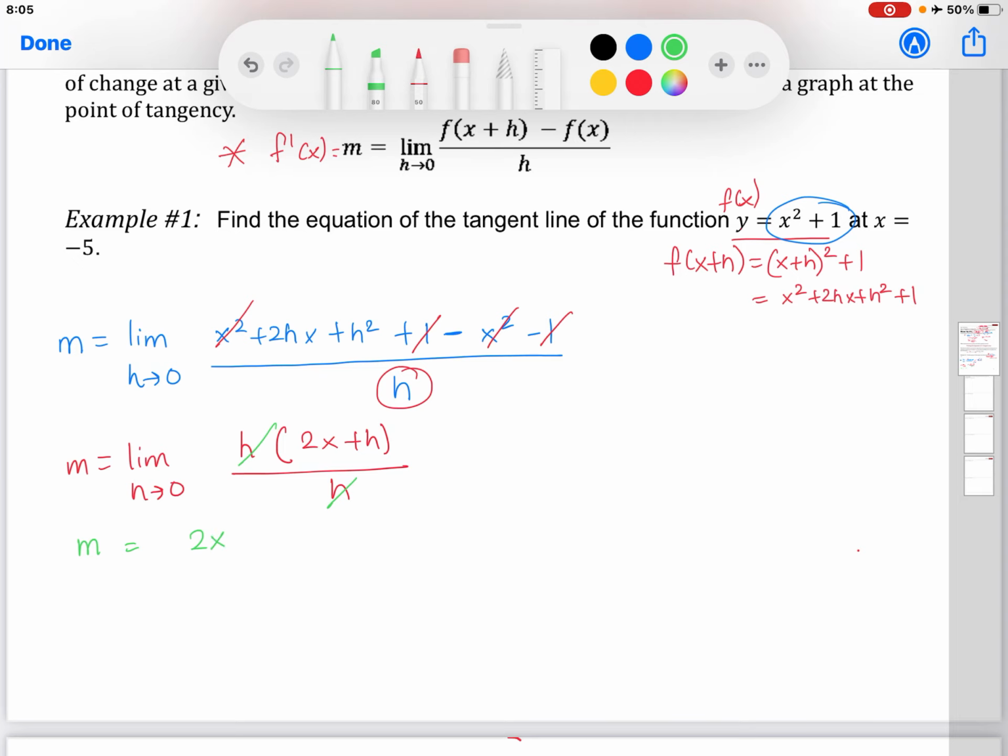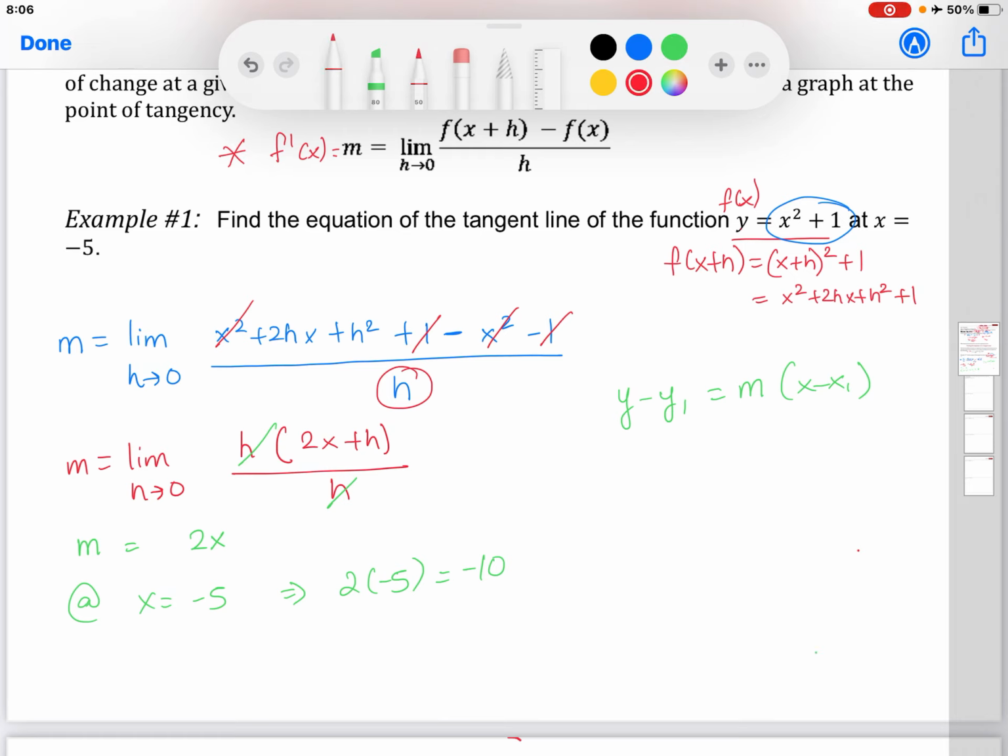So my definition of my slope is 2x, and if I evaluate it at x equals negative 5, it would be 2 times negative 5, which is negative 10. So my slope is negative 10. And as I said, we will be using our point slope equation, which is y minus y1 equals m times x minus x1. So you don't even need to find your y-intercept. All you need is one point.